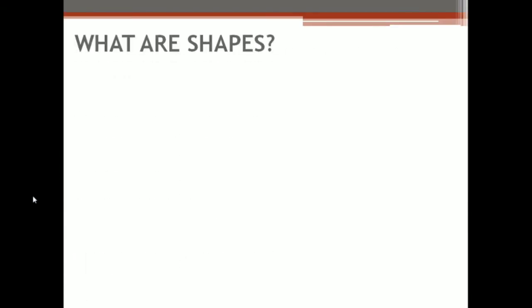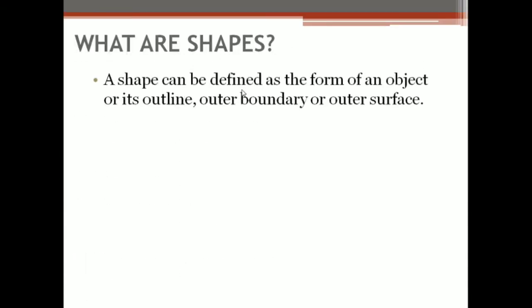You must be knowing different shapes, right? You must be knowing square, rectangle, triangle, circle. So the question is, what are shapes? A shape can be defined as the form of an object or its outline, outer boundary or outer surface. An object has a boundary, right? So we can say that any outer boundary or outer surface of the object can be said as a shape.